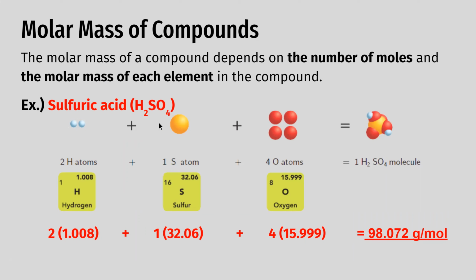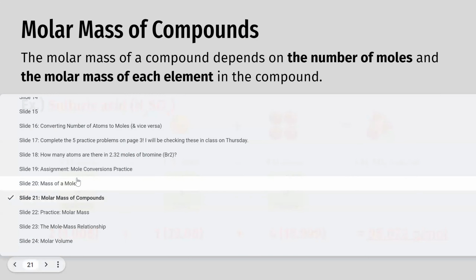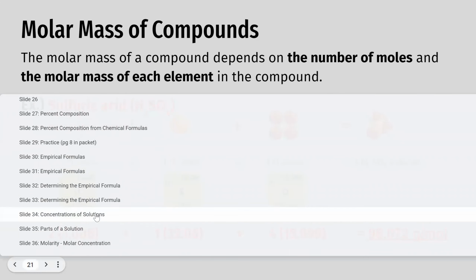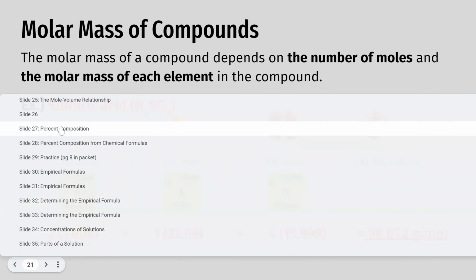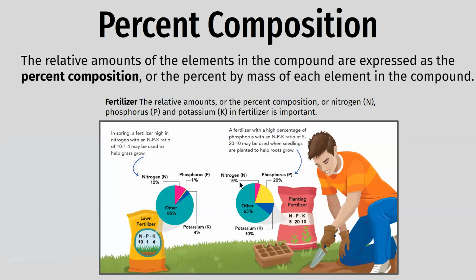Now, what we're going to talk about today is, once you've determined a total mass, how can you determine what percent each of these elements makes up of that overall compound? I'm sure some of you have a pretty good idea of how to do this, but we've got to be thorough and make sure that we do talk about it. So that brings us to the topic of percent composition.